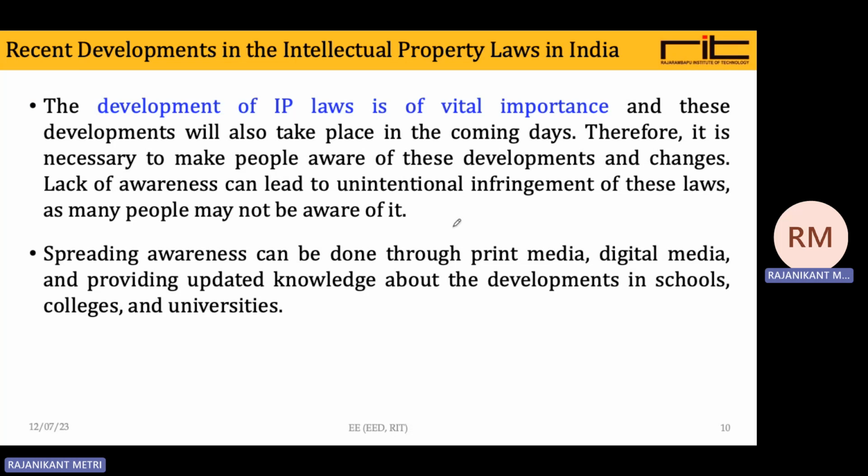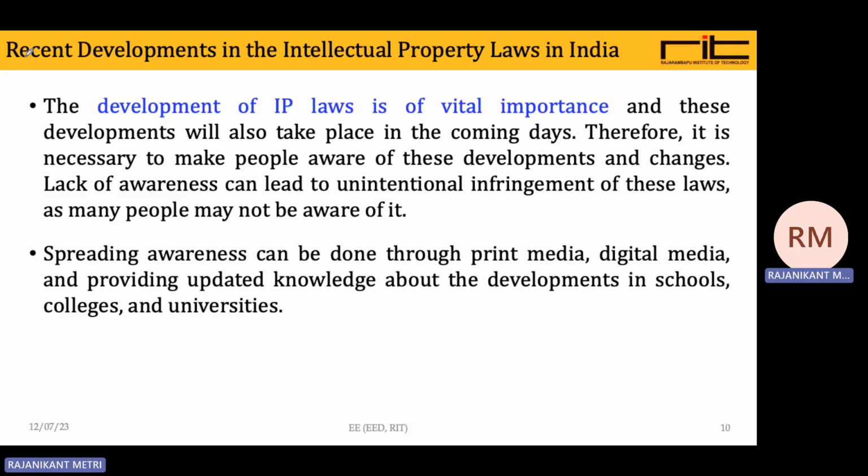The development of these intellectual property laws is of significant importance, and these developments will also take place in the coming days. We will see some more amendments made in some of these laws: patent law, design, copyright, trademarks, trade secrets. Therefore, it is necessary to make people aware of these developments and changes. One should be aware of all these developments, amendments, and changes in the laws. Lack of awareness can lead to unintentional infringement of these laws.